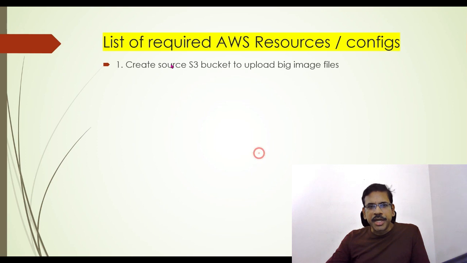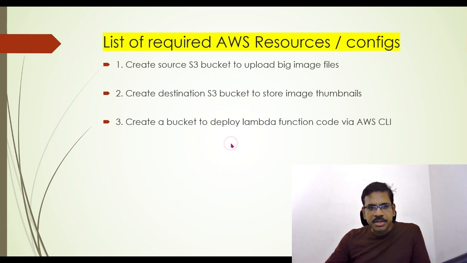First of all, we need to create the source S3 bucket. This is where we have to put all our uploads, big image files. The application will send images to this bucket, the source S3 bucket. Then we'll create another bucket. This is the bucket which will carry the thumbnail. So we can say this is a destination S3 bucket to store thumbnail images.